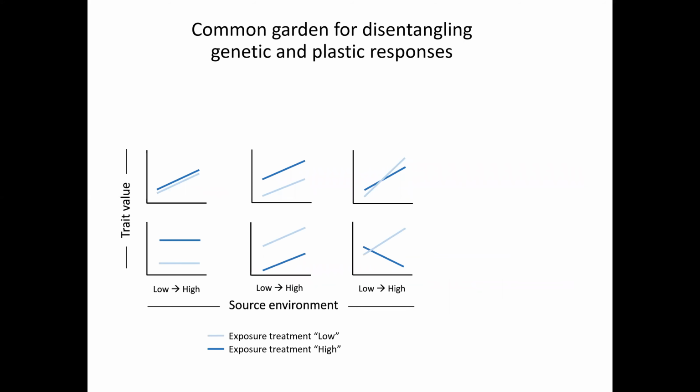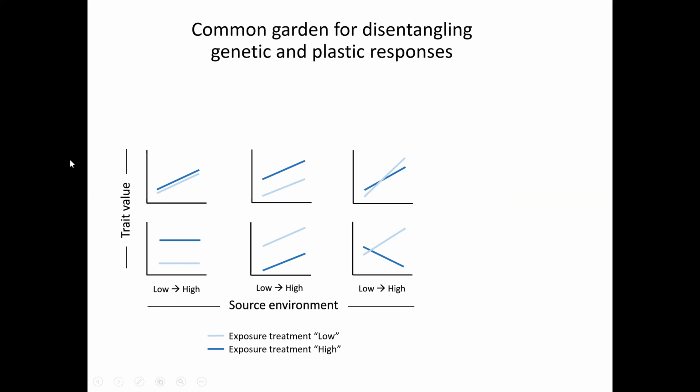In these plots, we can see model examples on how source and exposure environment determine trait values across populations. In the horizontal axis, we have the environmental conditions of source populations, for example, from low to high precipitation, and each of the blue lines corresponds to one exposure treatment. For example, here, low and high water availability.